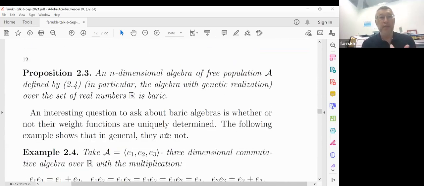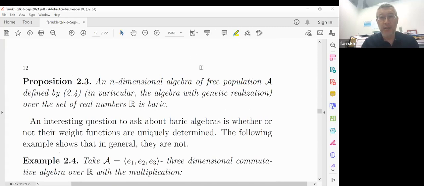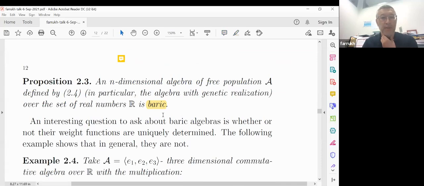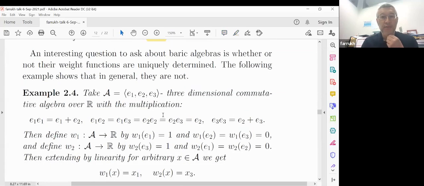So now we have the next proposition, telling that an n-dimensional algebra of a free population, so a genetic algebra, is always baric. Why is it baric? Because we can always find a character. What kind of character can we find? We call it character k. For x, it is the summation of all coordinates of the vector. This will be our character for any genetic algebra. But take note, this character may not be uniquely defined.